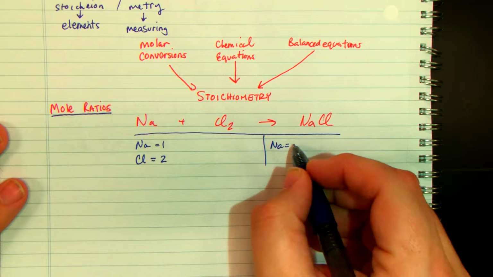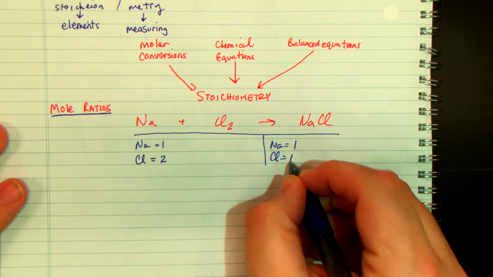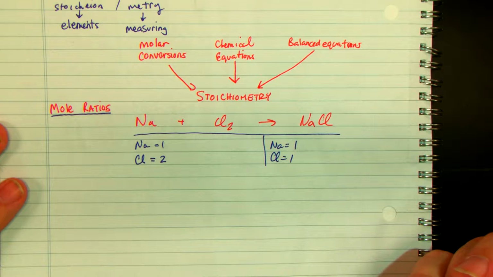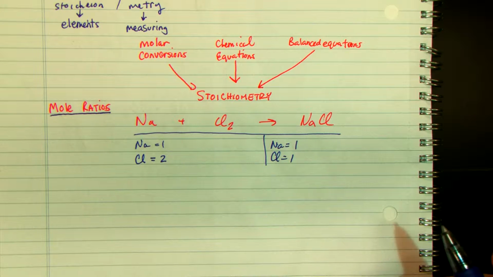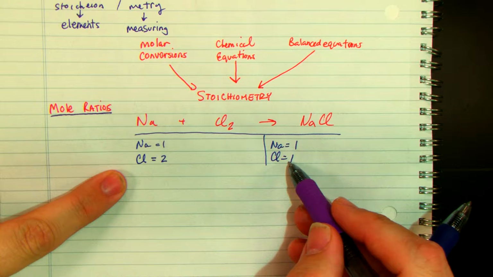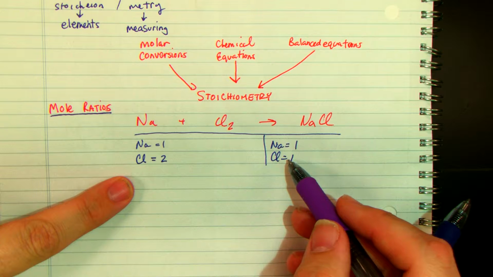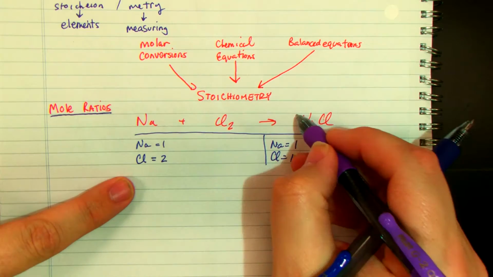Over here, we have 1 sodium and we have 1 chlorine. Now, we have to balance this equation. I have 2 chlorines and only 1 chlorine over here. The sodiums are good. Now the chlorines, so I need to put what coefficient in front of the NaCl? Alright, so I need a 2 there.